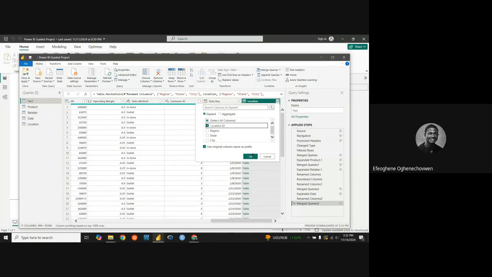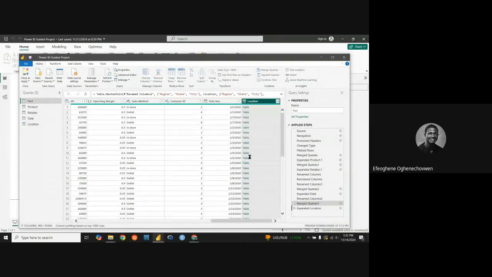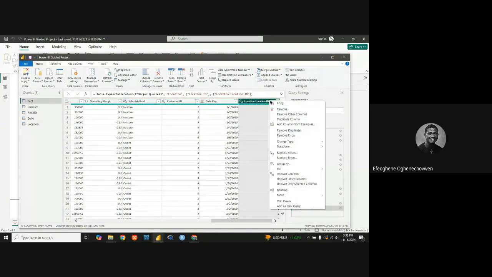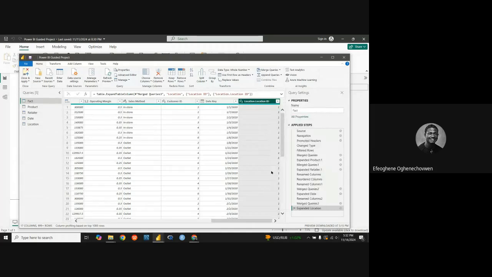So I'm repeating this over and over so that it will stick. All right, so I click on OK. So you can see this is a foreign key that is appearing multiple times. So you can rename this location ID. Right, so that's it.